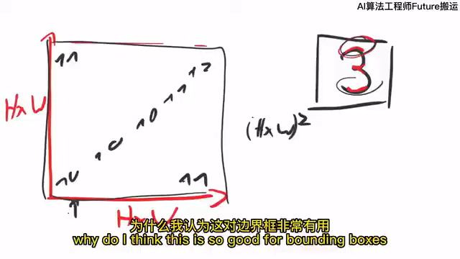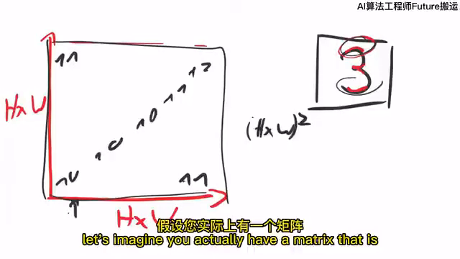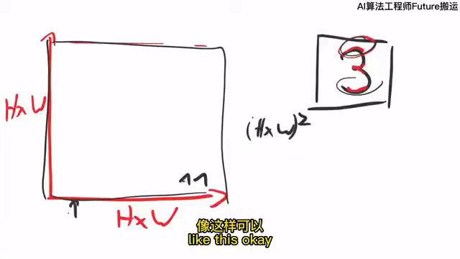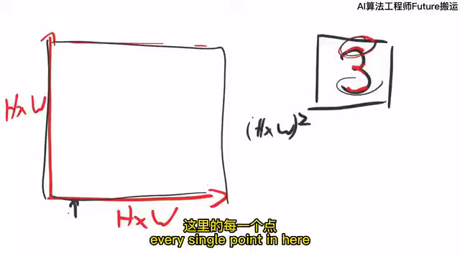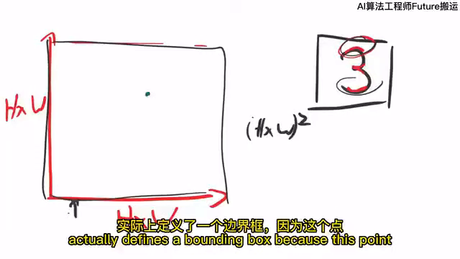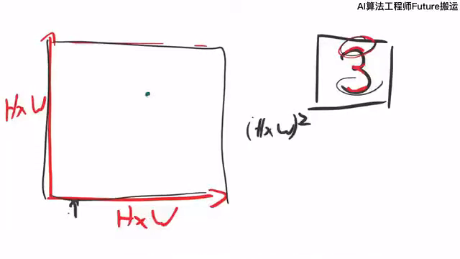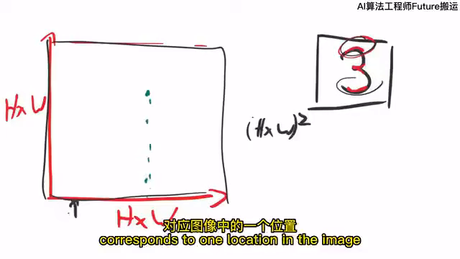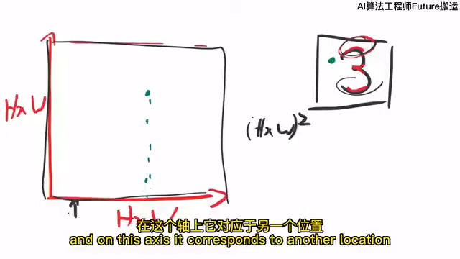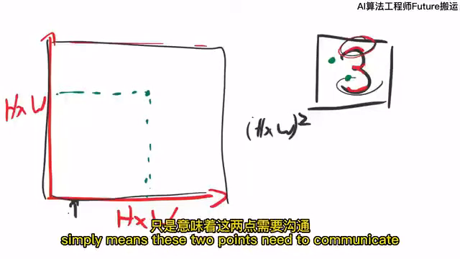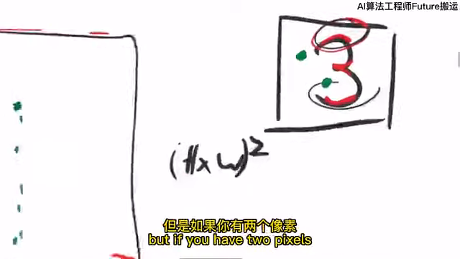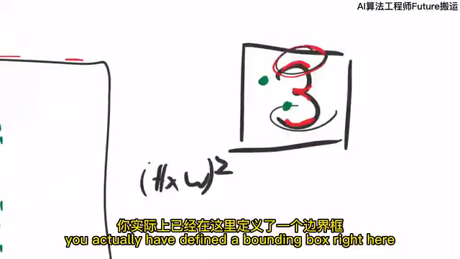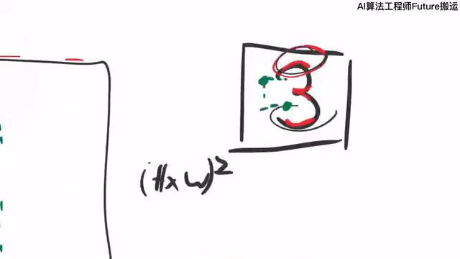Why do I think this is so good for bounding boxes? Because let's imagine you actually have a matrix that is like this, okay? Height times width times height times width. Every single point in here actually defines a bounding box, because this point right here in this dimension corresponds to one location in the image, and on this axis it corresponds to another location. Now in the attention matrix that simply means these 2 points need to communicate, but if you have 2 pixels, you actually have defined a bounding box right here, right?